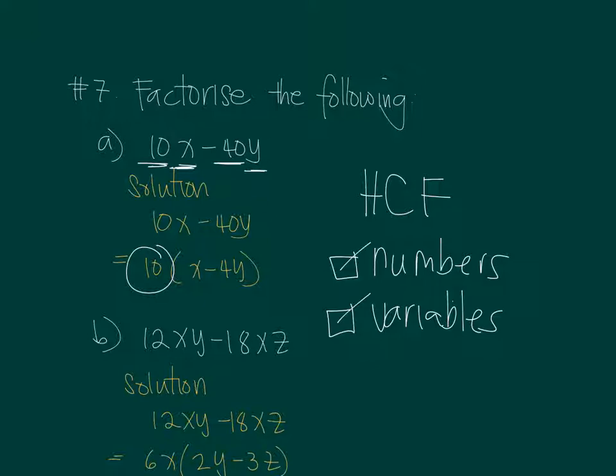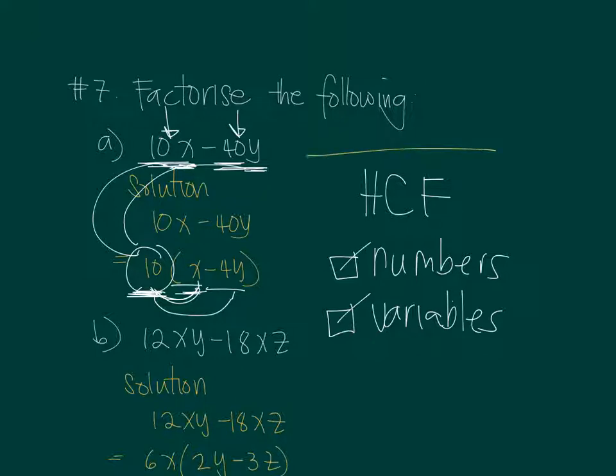So the factored form of 10x minus 40y is basically the 10, which was factored out. And then x minus 4y comes from, or these two came from, 10x divided by 10, that's x, 40y divided by 10, that's 4y. Okay? And you could also reverse check. If you multiply 10 to x, you get 10x. If you multiply 10 to minus 4y, you get minus 40y. That will tell you if you have factored the expression correctly. Okay? But again, the key idea comes from the highest common factor, and you have to check the numbers and you have to check the variables.